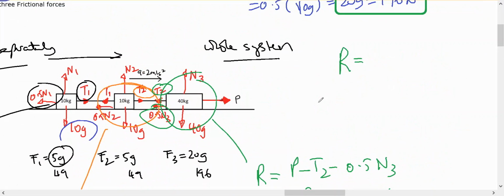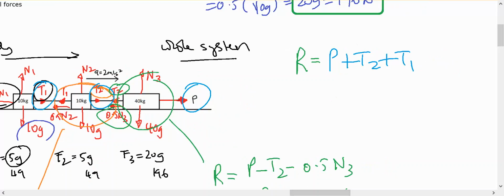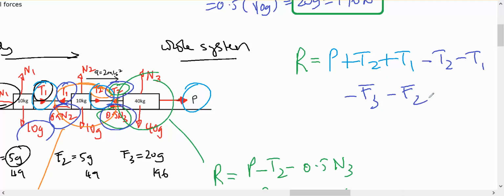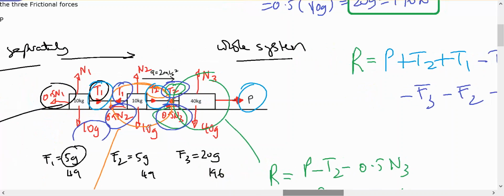If I wanted to consider the whole system, okay, the whole system, then the resultant force in the direction of motion will be any forces in the direction of motion, which is P plus T2 plus T1 minus any forces in the opposite direction of motion, which is T2 and T1 and F3 and F2 and F1.